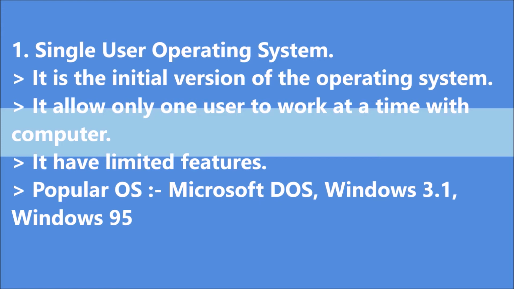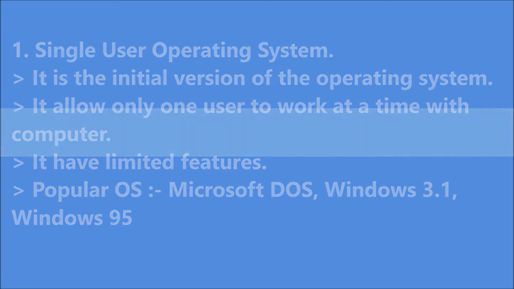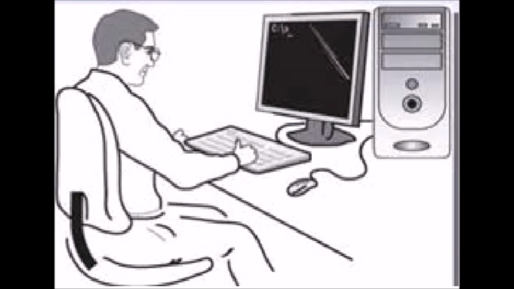These operating systems were the earlier versions of Windows, like Microsoft DOS, Disk Operating System, Windows version 3.1, Windows 95.